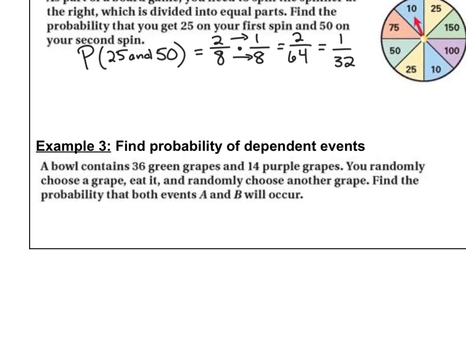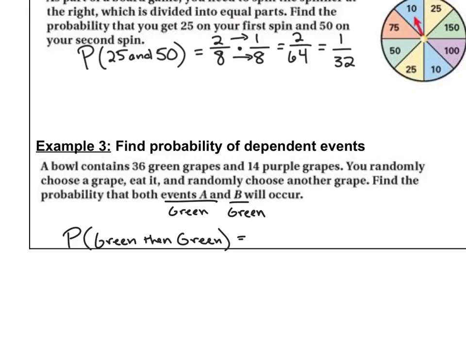All right. Now, probability of dependent events. A bowl contains 36 green grapes, 14 purple grapes. You randomly choose a grape to eat, and then you randomly choose another grape. Find the probability that both events A and B will occur. And some information that I left off here: event A is that you eat a green grape, and event B is that you eat a green grape. So we will say the probability of green, then green.